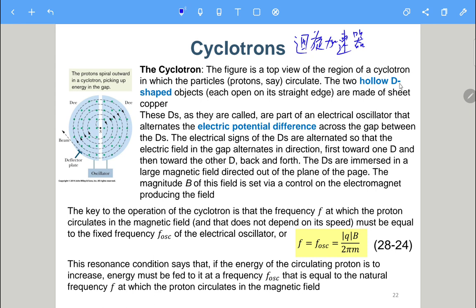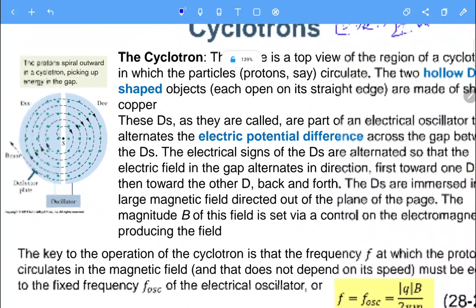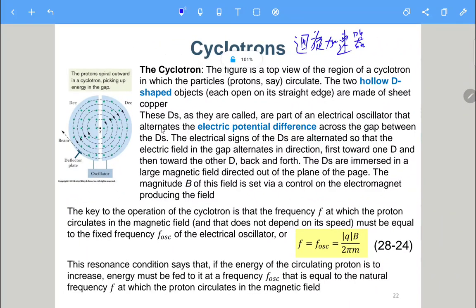So the two hollow D-shaped objects, each open on its straight edge, are made of copper. So you can see here there are two D shapes, half of it on the left, half of it on the right, and then there is a tiny gap in between. And this is important. I will let you know one page later. So it will generate an alternating E field between this gap.